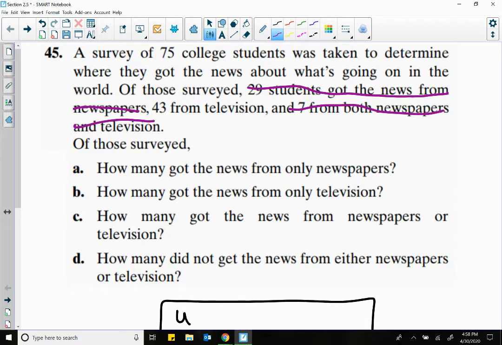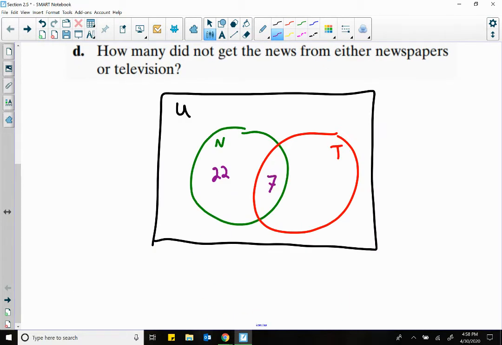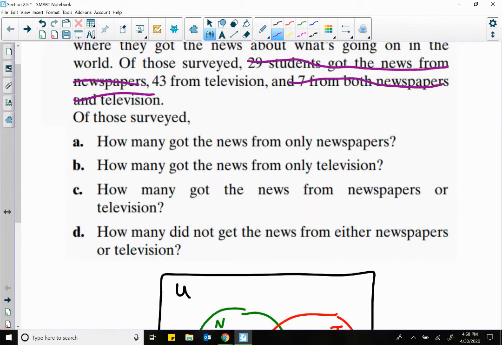The other circle has this 43 in it. But again, you've already taken care of 7. So 43 minus 7 gives you 36. So 36 students get just the news from television.